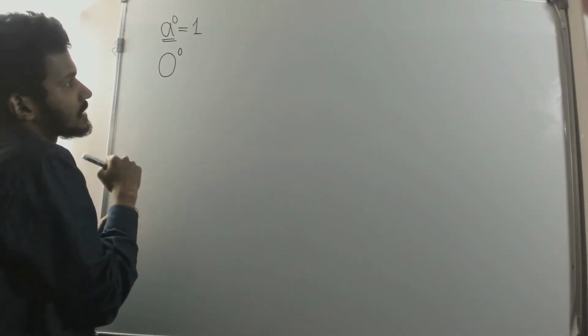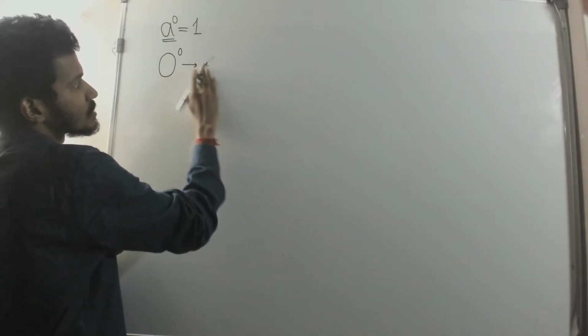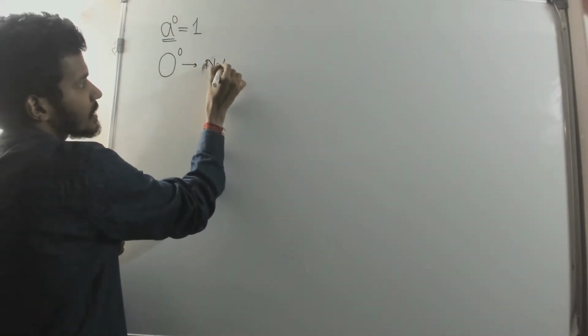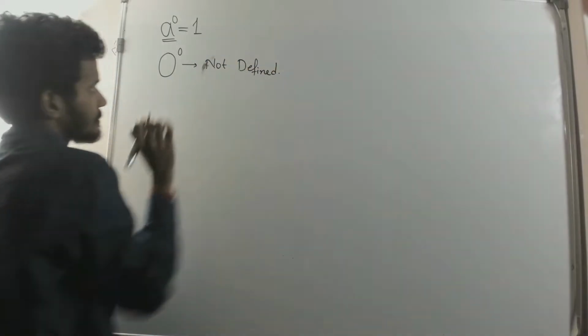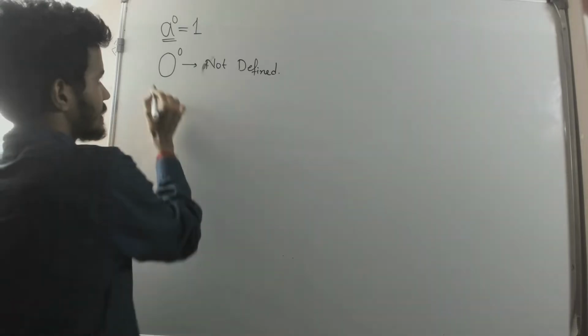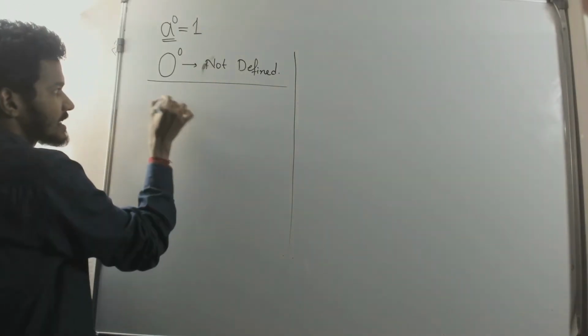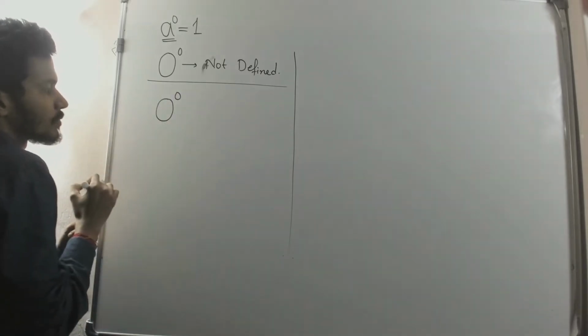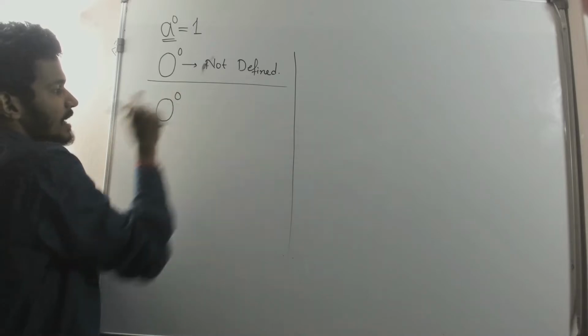So it is not defined actually in mathematics. Why is it not defined? It is not defined because whenever we write 0 to the power 0, what does this 0 say actually?